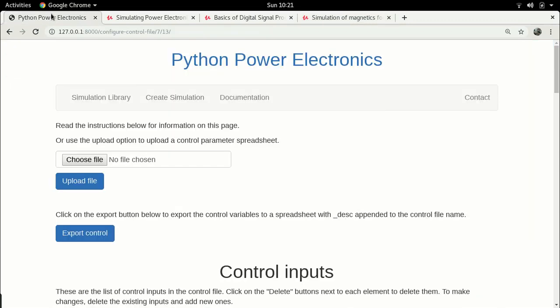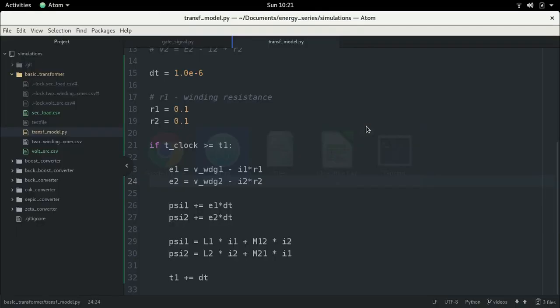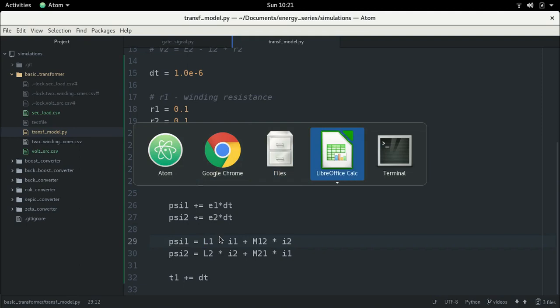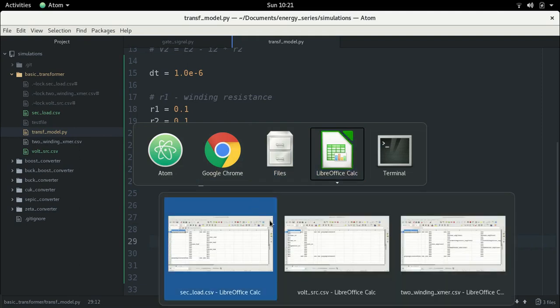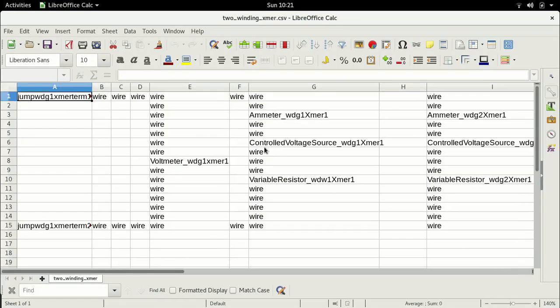So with this background, let me go back to the simulation. This is where we had left off, when we were actually editing the control file. We had come to the situation where we had to define L1 and L2, right? So as I already said, let me go back to the circuit, and the circuit is a two-winding transformer.